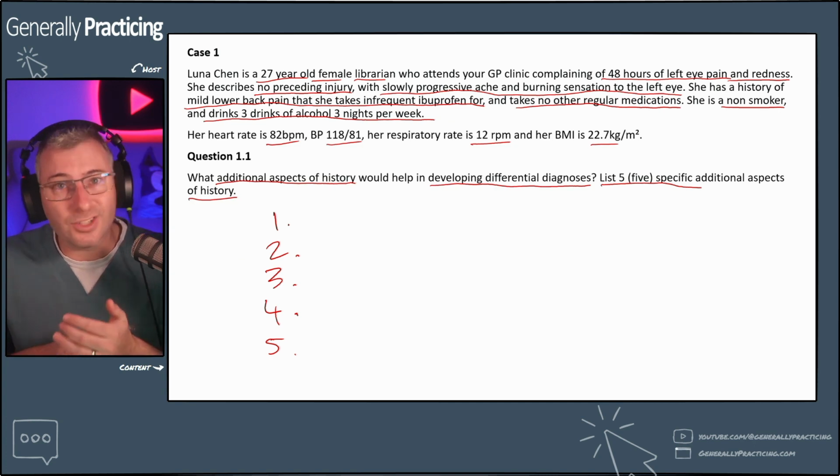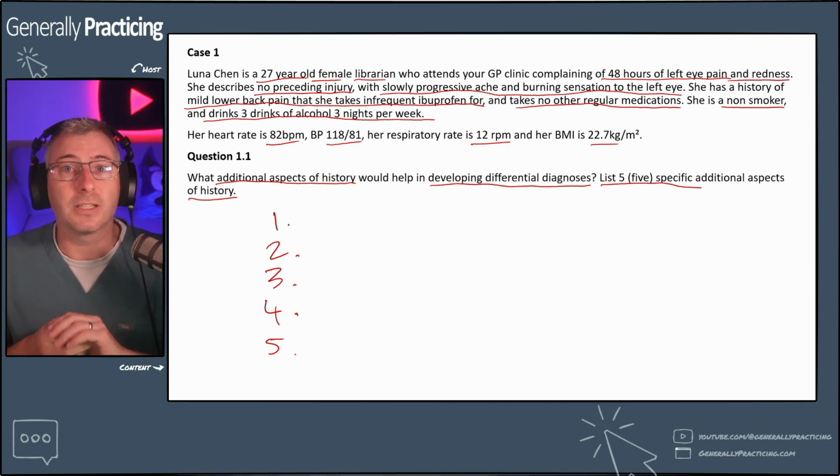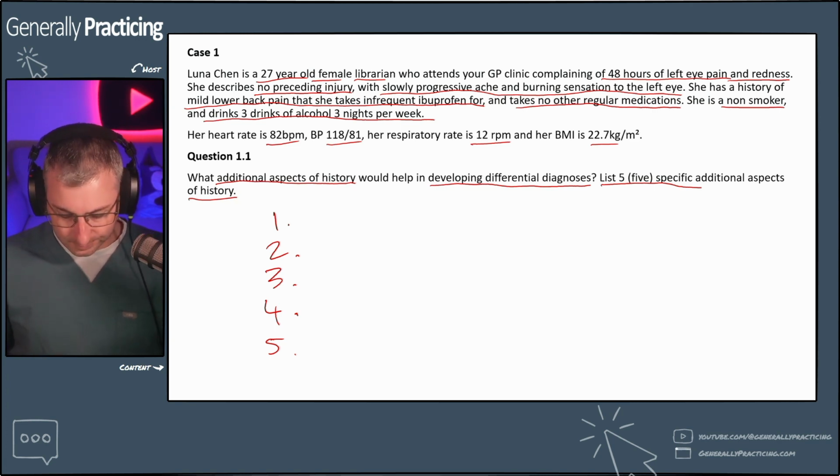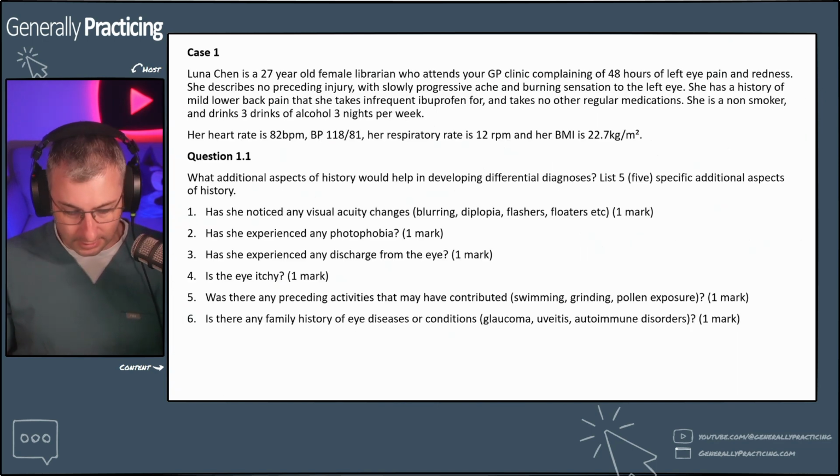So additional aspects of history in developing differential diagnoses, and listing 5. So I'm starting off by listing out 5 things to make sure that I'm actually going to be answering the question asked, no more, no less. Let's have a look at some of the answers here.